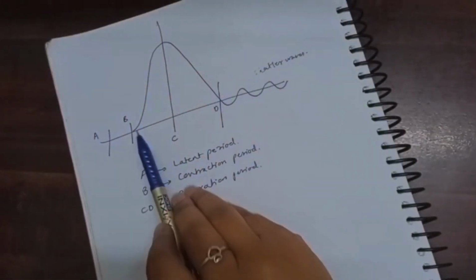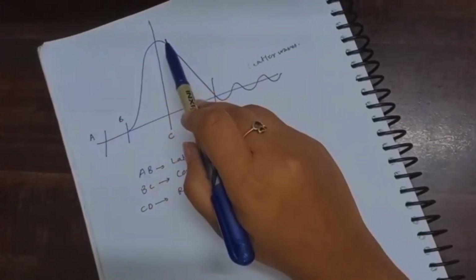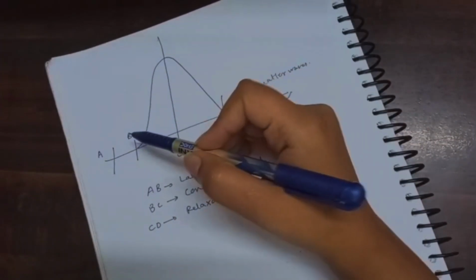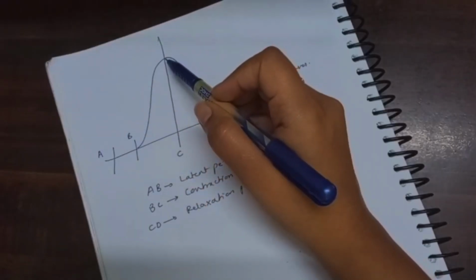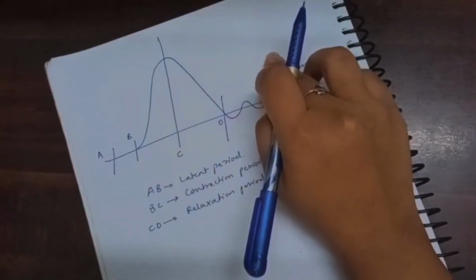After the latent period, from the point B to point C, this upward steep graph is called the contraction period. This is the period when the actual contraction of the muscle is happening, or that is the shortening of the sarcomere is happening.